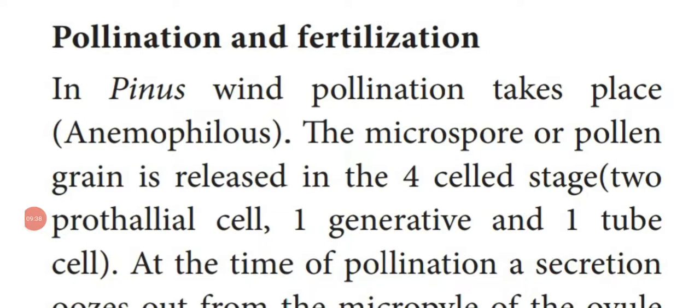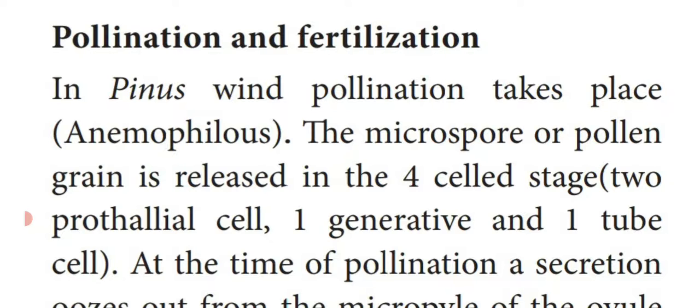Dear students, next we are going to see how pollination and fertilization take place in the Pinus plant. Dear students, I told you pollen grains have wings and are also lightweight. So they are carried away by the wind. So wind pollination takes place in Pinus plant. Pollination by air or wind is known as anemophilous pollination. So Pinus also shows anemophilous pollination, which is a very, very important 1-mark question.